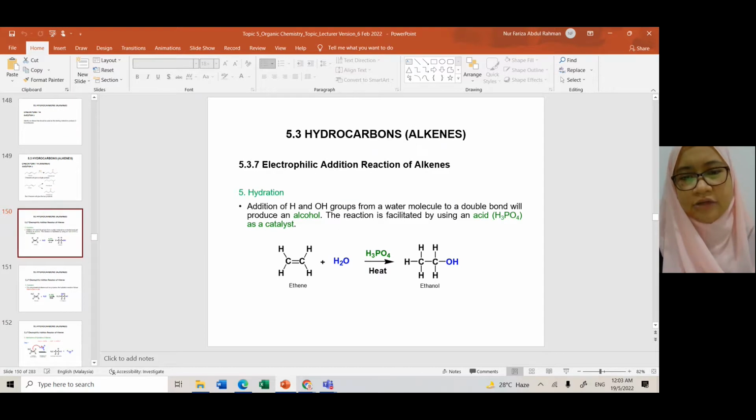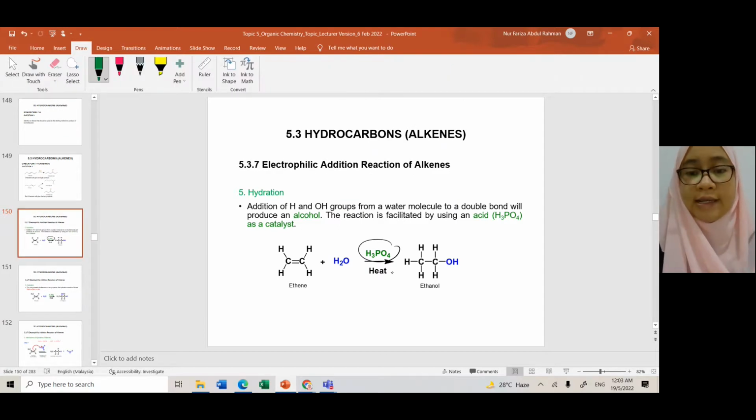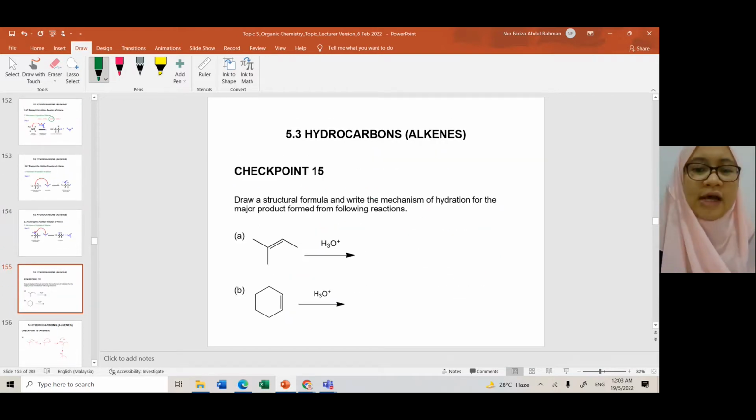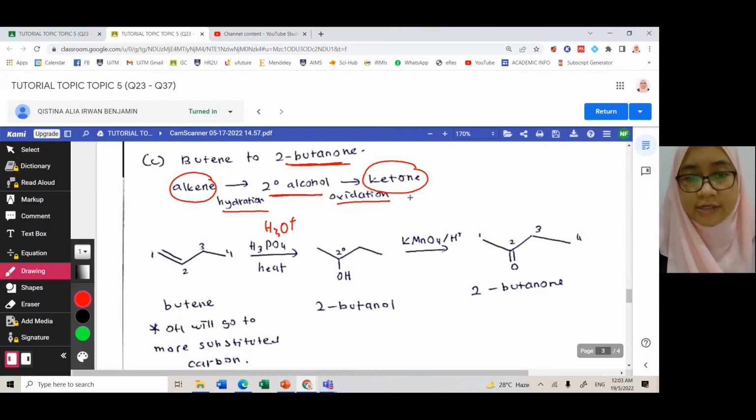Hydration, yes. Okay, we do have H3PO4 and heat. Or you can just simply use H3O+. Sometimes we use H3O+ to represent the hydration reaction, so either one is acceptable. Okay, this pi bond will be broken down.